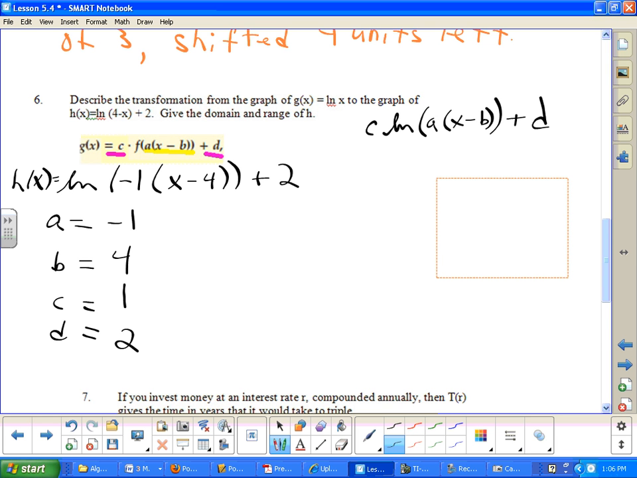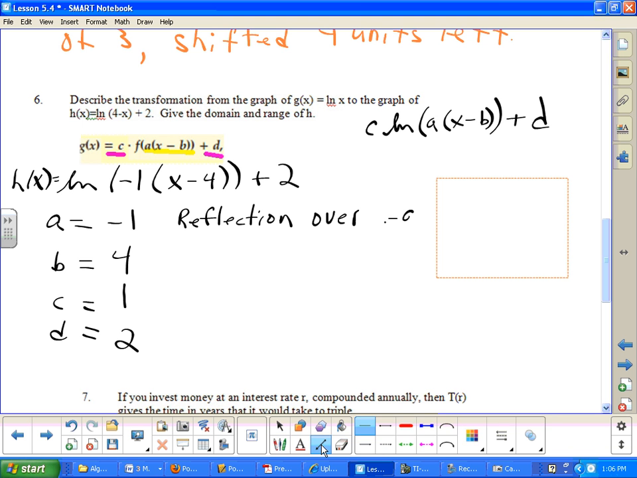Okay. So let's talk about what they all mean. If A is negative 1, and that affects the x, right? Because it's affecting the x here, that means all of my numbers are going to be flipped over, okay? When I multiply by a negative, that means I have a reflection. So this represents a reflection over the x-axis, or the y-axis, excuse me, the y-axis, because it's a horizontal reflection.